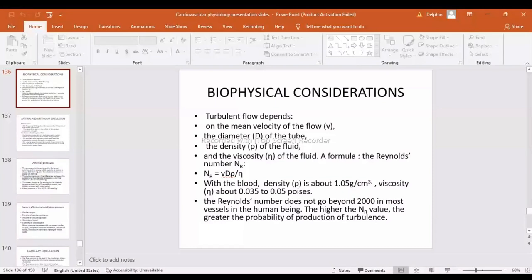With the blood, density is known. It is like 1.05 grams per cubic centimeter, and the viscosity is about 0.035. And the Reynolds number does not go beyond 2,000 in a human being. The higher the Reynolds number, the greater the probability of production of turbulence. In human beings, most of the time we have this laminar flow.